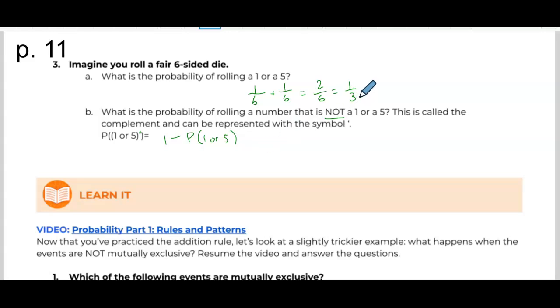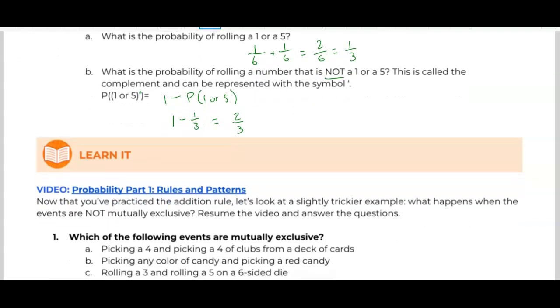Well, we just calculated that. It's 1/3. So we have 1 minus 1/3, or 2/3. All right, it's just a faster way to do a direct calculation when we want the complement. Okay, so moving on to the next part.